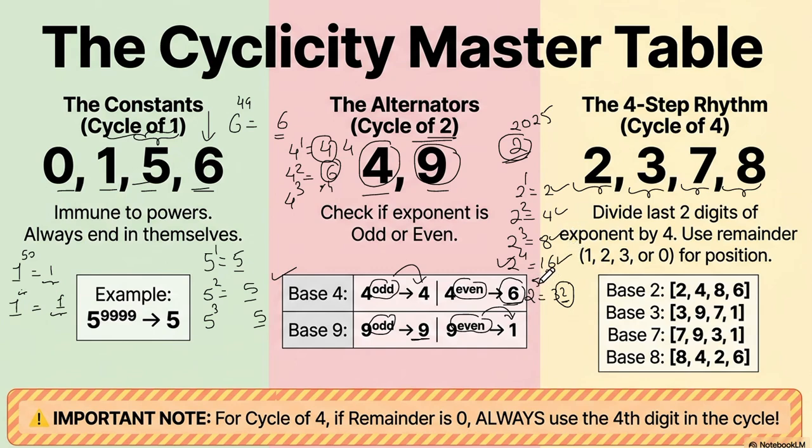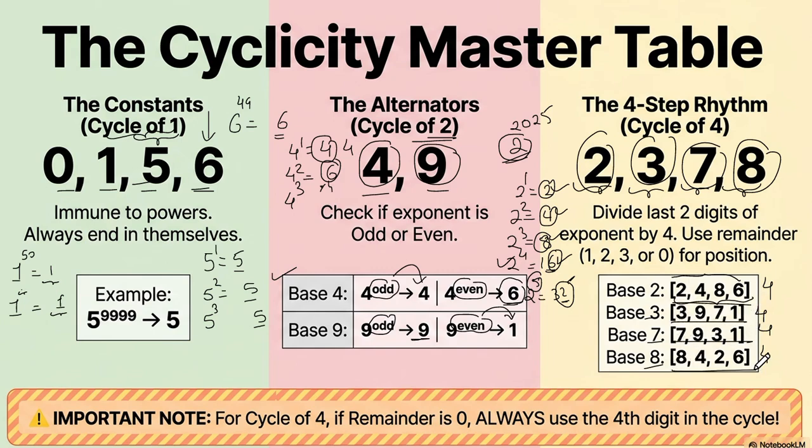So the last digits are 2, 4, 8, and after that 6. After that, when we take the power 5, the last digit repeats. So the cycle is 2, 4, 8, 6, which means the cyclicity has 4 elements. Only these digits repeat when you raise the power of 2. So the cyclicity of 2 is 4. Similarly, the cyclicity of 3, 7 and 8 is also 4. Whenever the base number is 2, 3, 7 or 8, our cyclicity is 4.